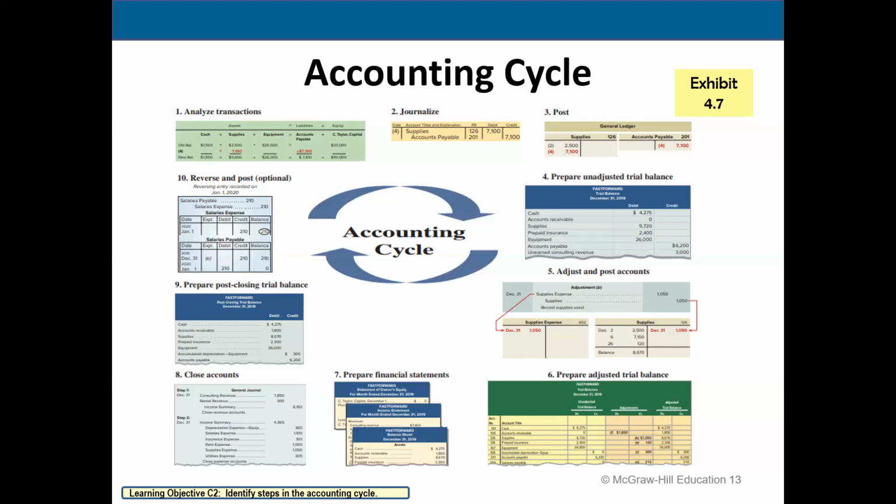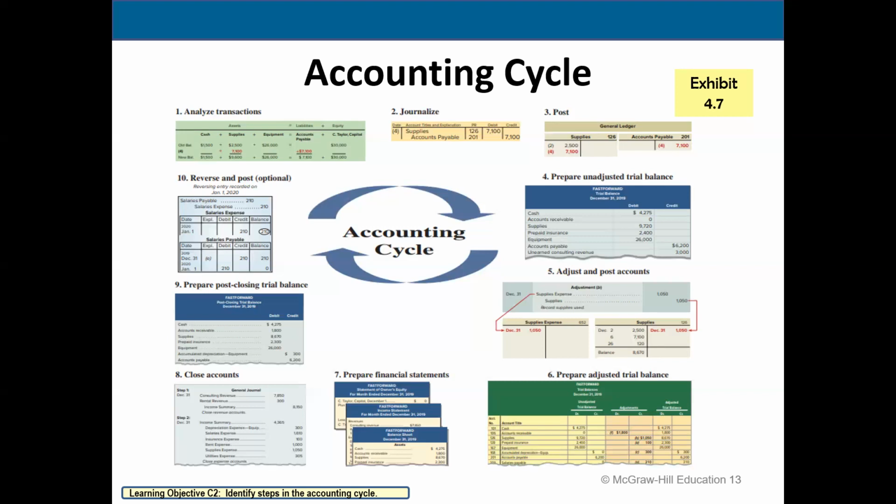Once we have an adjusted trial balance, we're ready to prepare financial statements: our income statement, our statement of owner's equity, our balance sheet, and our statement of cash flows as needed. Once we prepare the financial statements, we can close accounts to close those revenues, expenses, and owner withdrawals back to zero and post all of that into the owner's equity account. After we've closed the accounts, we can prepare a post-closing trial balance, which has the balances of our permanent accounts: assets, liabilities, and equity accounts.